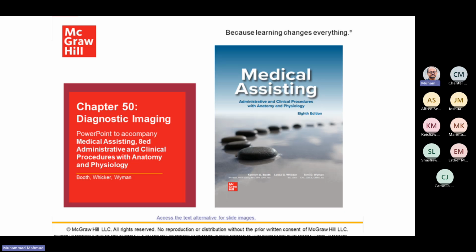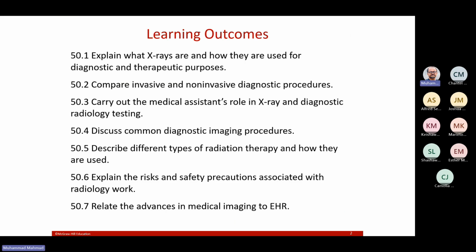Chapter 50 is Diagnostic Imaging. In this lecture, we are going to explain what X-rays are, how they are used for diagnostic and therapeutic purposes. We'll compare invasive and non-invasive diagnostic procedures, carry out medical assistants' role in X-ray and diagnostic testing, discuss common procedures, different types of radiation, radiotherapy, and how they are used.